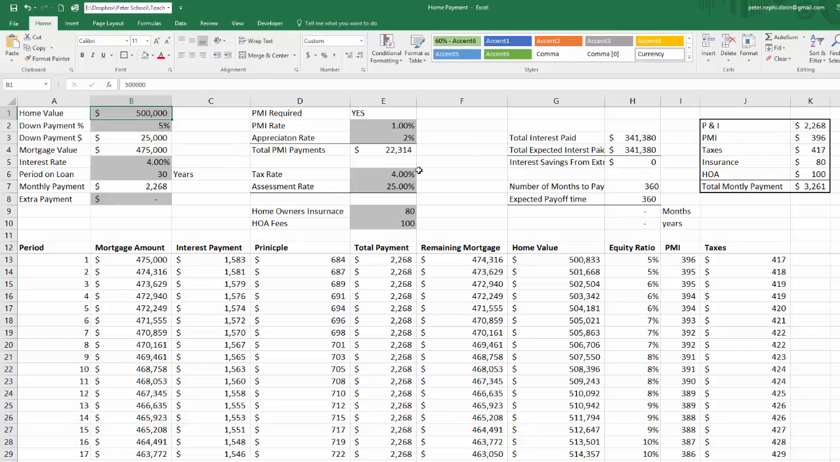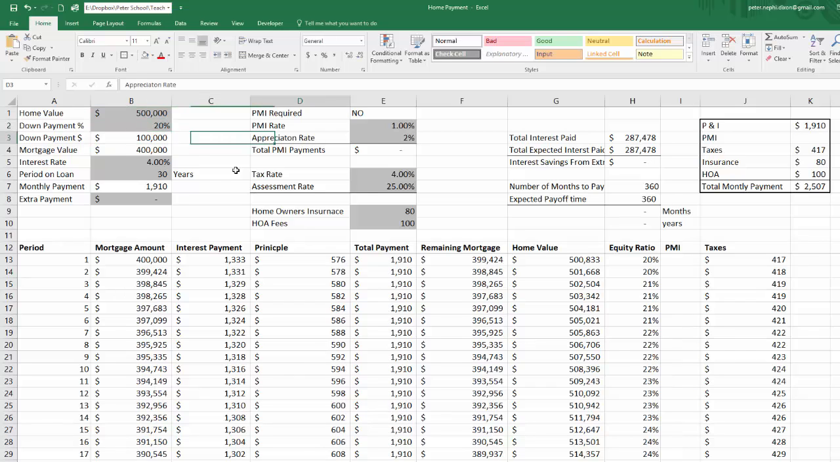So now we can see that even though we're only paying $2,200 a month for this $500,000 home, in order to actually live in this home, we're going to end up paying about $1,000 extra in all these other things. Now, if we could put 20% down, then all of a sudden it would drop to $2,500 because PMI drops out.